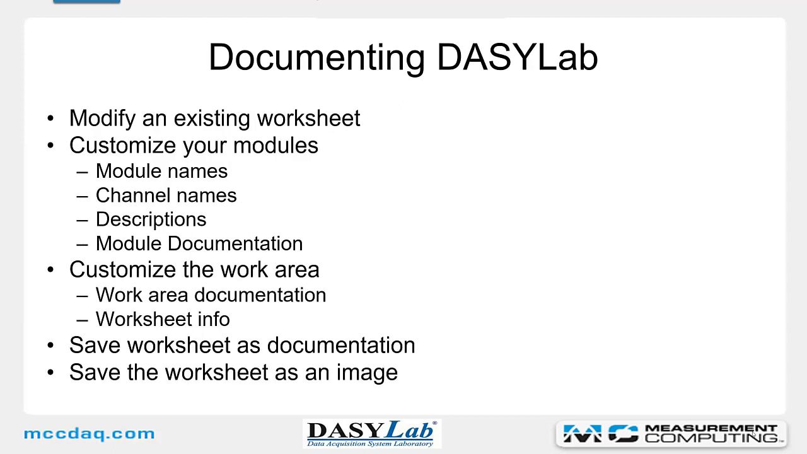So we're going to take an existing worksheet. We'll customize the modules. I'm going to use the data logger worksheet that I was just doing with a custom file name. I'll customize the modules. I'll add module names, channel names, descriptions, module documentation. I'll add worksheet documentation to the worksheet, and I'll add worksheet info. And then I'll show you how to save it as documentation and to save it as an image.